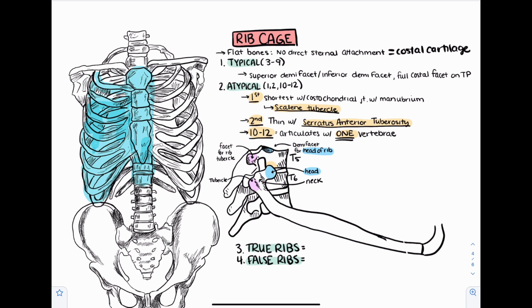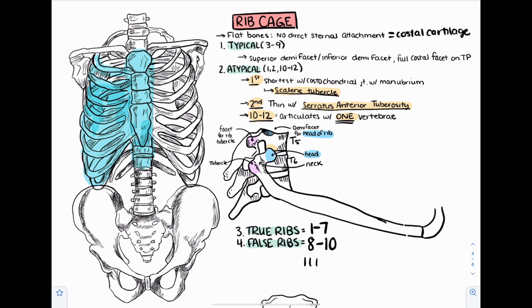The first 7 pairs of ribs are called true ribs. So you see this here. The first 7, so 1 through 7, are going to be true ribs. And then 8 through 10 are false ribs. Well, I guess 8 through 12 technically. 11 and 12 are what are known as floating ribs.